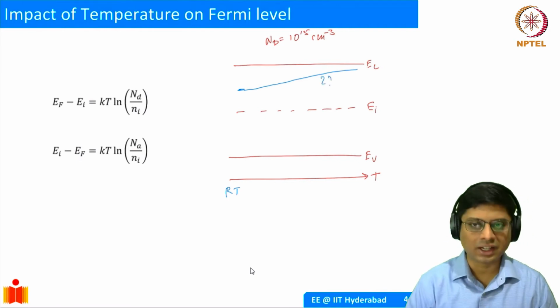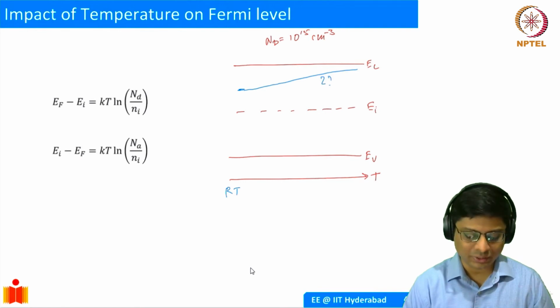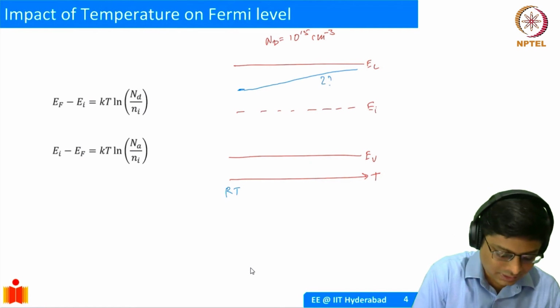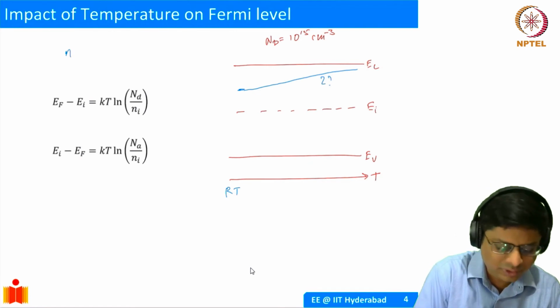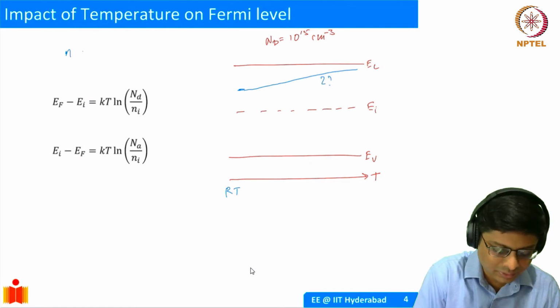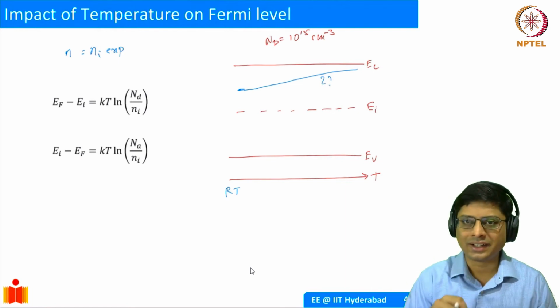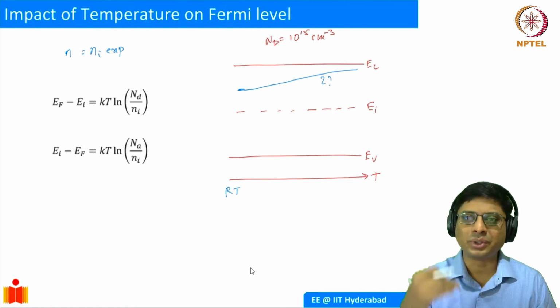Okay. And by the way, how did we get this expression? EF minus EI equal to KT ln ND by NI. Remember, last time we derived this expression, or we gave you this expression. We said that N is equal to Ni exponential. We said Ni, the reference level, is the intrinsic level, so that has minimum carrier density. And now, if you add dopants, it's going to increase, right?